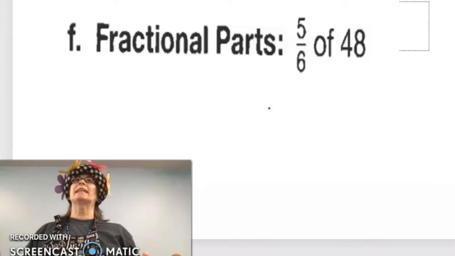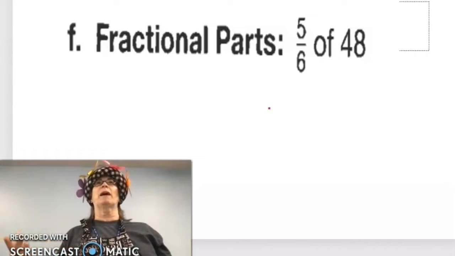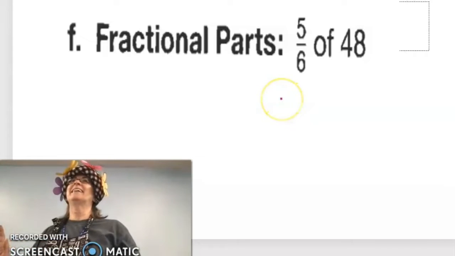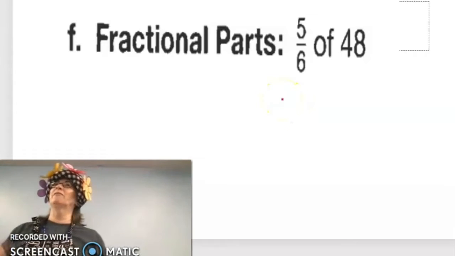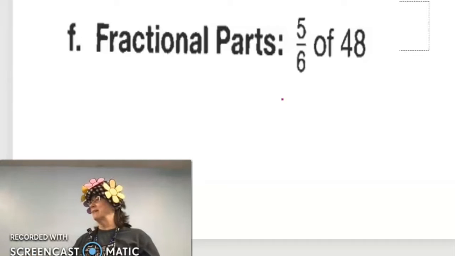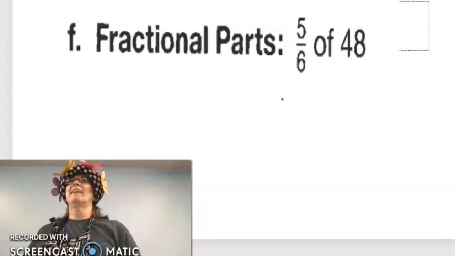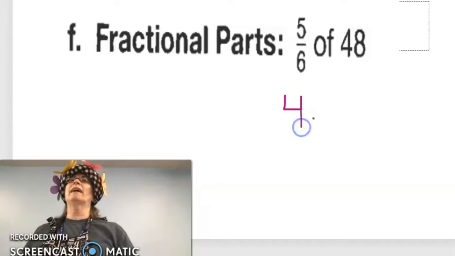48 divided by 6 gets rid of the fraction on the bottom. That's 8. And then 48 divided by 5 is... No, you don't divide. 5's on the numerator. 5's on the top. So then why did you divide 40? 40. Very good. Okay, now watch this.